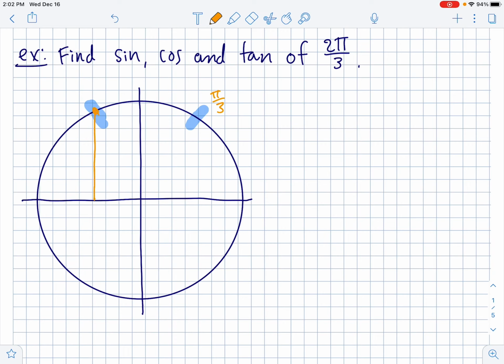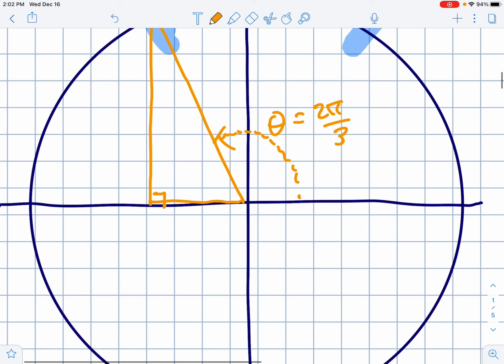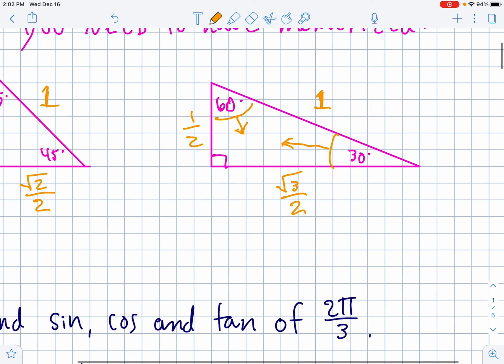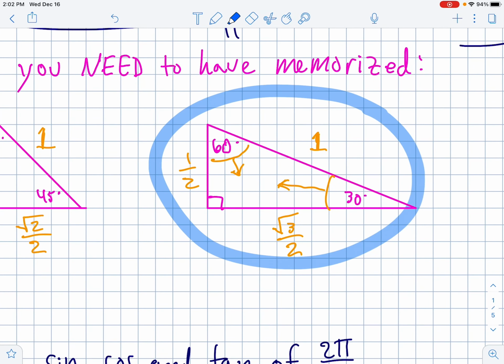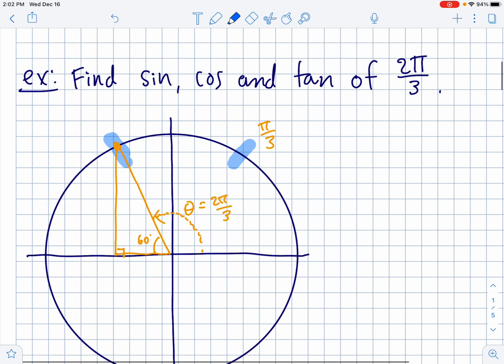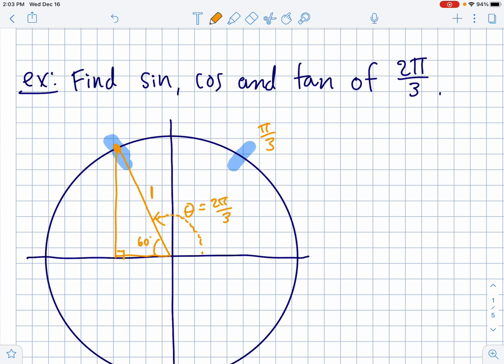Now, if I drop down to the x-axis and make a triangle out of this, it looks like this, where theta is equal to 2 pi over 3. Now, pi over 3 is 60 degrees, which means that there is a reference angle right here of 60 degrees. Now, if I go back up to my 30, 60, 90 triangle and try to fit it into the unit circle, that means that this side is going to be 1. Across from the 60 is root 3 over 2. And right next to the 60, or across from the 30, is 1/2.